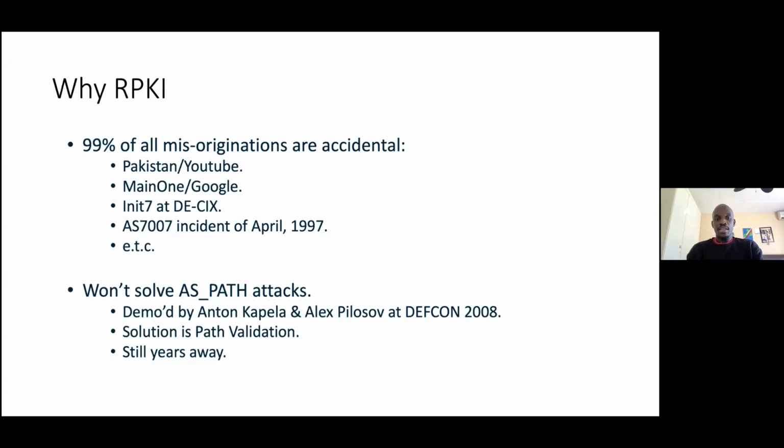So why is RPKI relevant? Well, we know that about 99% of all misoriginations tend to be accidental. This has been happening for the last 10, 12 years, all these various examples over there. Just 1% of them tend to be intentional. So either way, intentional or accidental, it causes network problems for a lot of operators. So this is the goal of RPKI, to mitigate against accidental or intentional misorigination of IP address space.